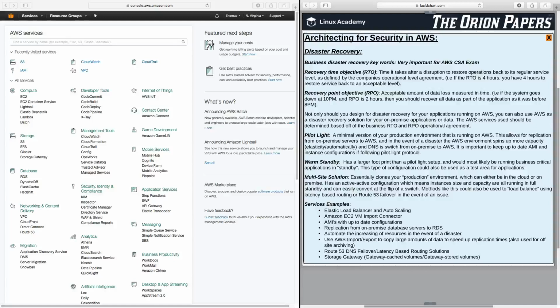The AWS services used should be determined based off the business's RTO and RPO operational agreement. So there are several different types of ways that we can use AWS for disaster recovery for on-premise solutions. The first is called a pilot light. And this is a minimum version of your production environment that is running on AWS. So basically just a very scaled down version of your production environment.